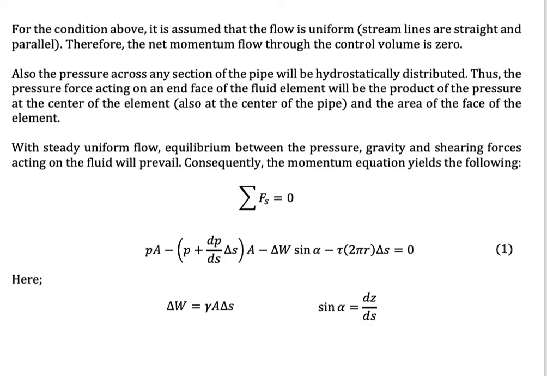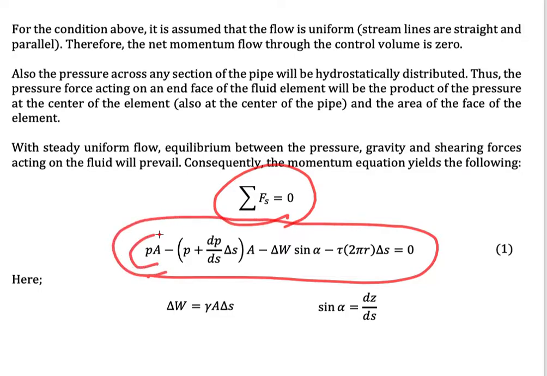Thus, the pressure force acting on an end face of the fluid element will be the product of the pressure at the center of the element, also at the center of the pipe, and the area of the face of the element. With a steady uniform flow, equilibrium between the pressure, gravity, and shearing force acting on the fluid will prevail. Consequently, the momentum equation yields the following. We assume that in equilibrium, the total force is equal to zero, then we could write it like this.